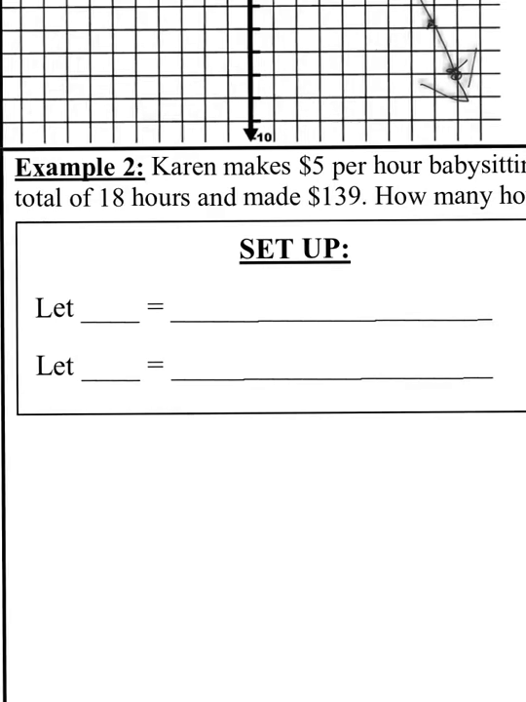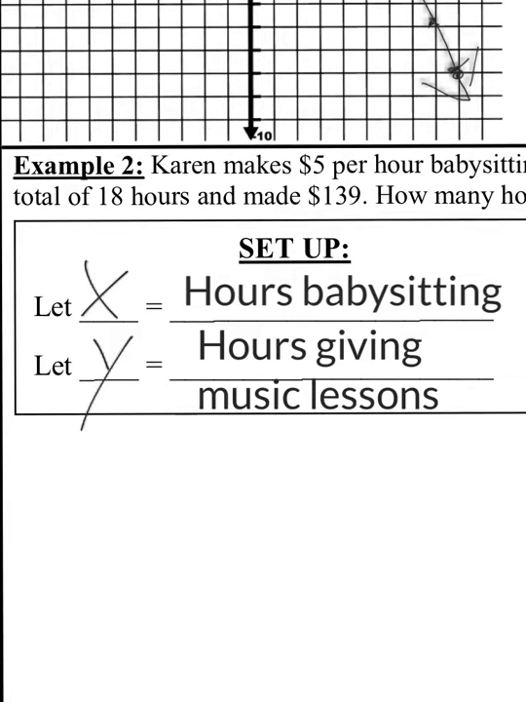Karen makes $5 per hour babysitting and $12 per hour giving music lessons. One weekend she worked a total of 18 hours and made $139. How many hours did she spend babysitting? So the question's asking you how many hours did she spend babysitting. So you know that's going to be one of your variables, the hours babysitting. But she works 2 jobs. She also gives music lessons. So that would be your other variable. And again, since it says babysitting first, I'm going to make that my x variable, and music lesson second, I'll make that my y variable, and I'll write it right here in the setup. So here I have my variables defined.